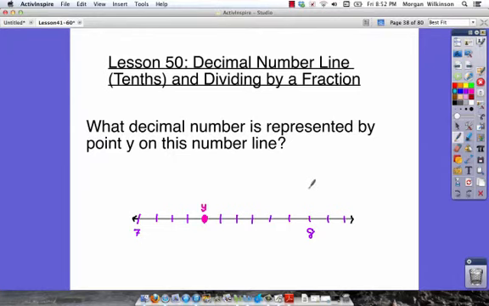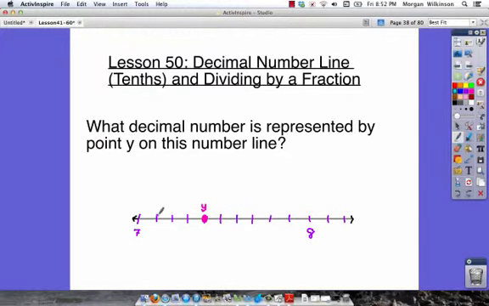Lesson 50 is all about the decimal number line in tenths and dividing by a fraction. Our first problem says, what decimal number is represented by point y on this number line? We can see point y is right here, and it falls between the numbers 7 and 8. Now we have to figure out exactly where point y is, and we need to use these tick marks in between 7 and 8 as information to help us.